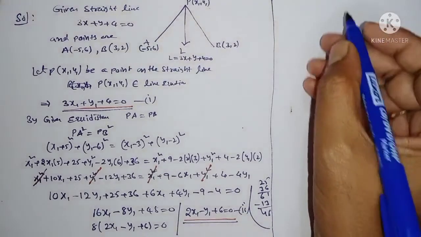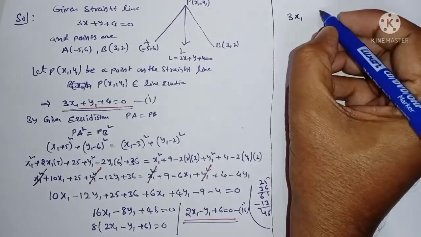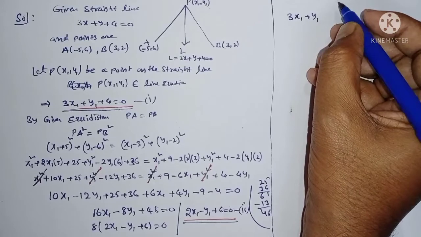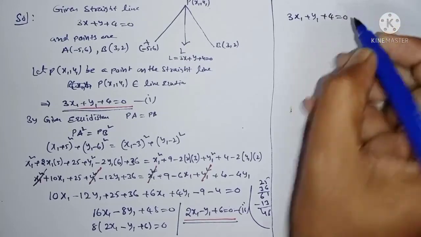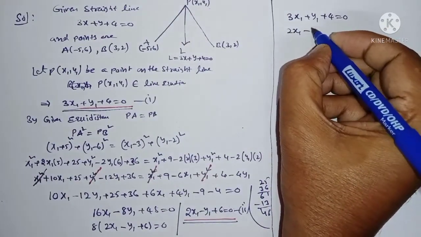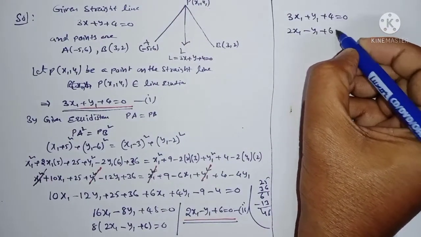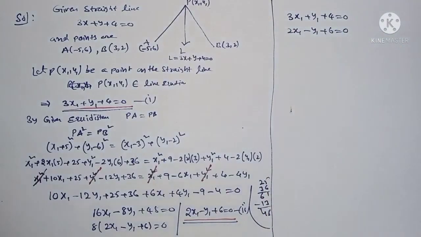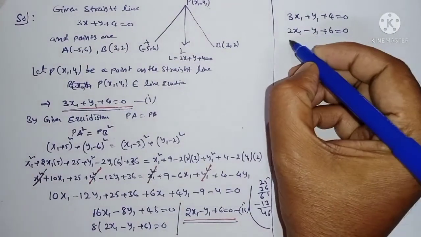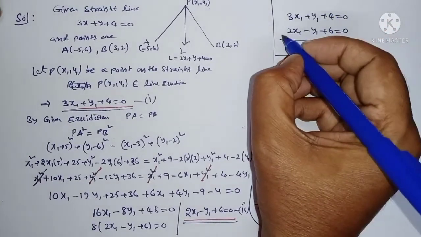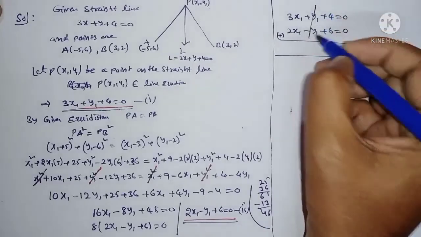I am taking the two equations: 3x1 plus y1 plus 4 is equal to 0, and the second one is 2x1 minus y1 plus 6 is equal to 0. These are two equations, you can solve by any method. You have another method also, x comma y and constant. I can solve this directly because plus y1 and minus y1 will cancel. Therefore you can add.